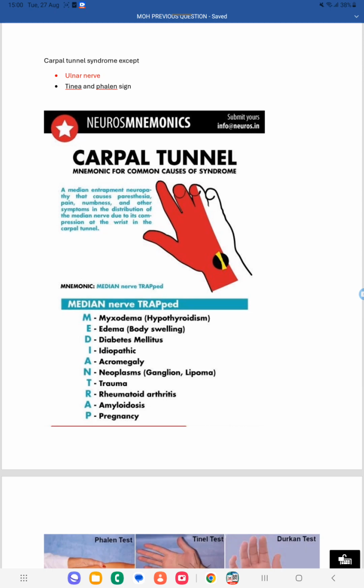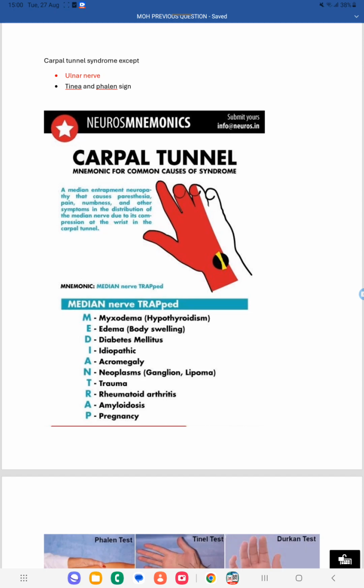So the next question was regarding carpal tunnel syndrome. They have given some options which are features of carpal tunnel syndrome, and one feature does not come under the symptoms of carpal tunnel syndrome. That is what they have asked.